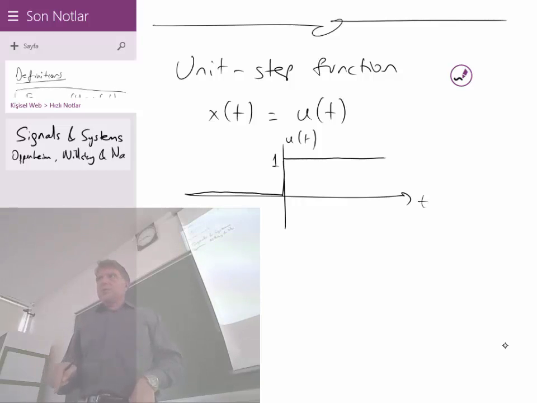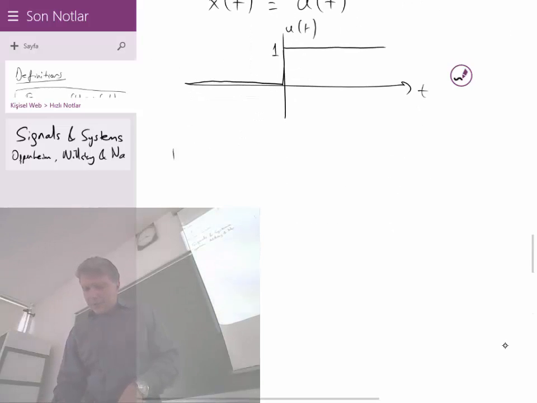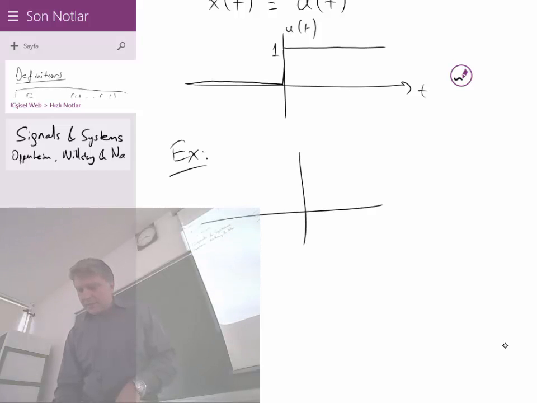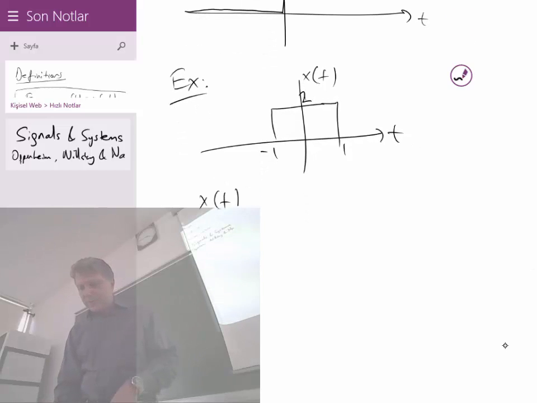Some very basic and important signals can be used to construct other signals. For example, can you describe this signal from minus 1 to 1, and the value is, let's say, not 1 but 2, x of t. Can you represent this x of t in terms of u of t? That will be critical because you will know how to deal with u of t, and whatever happens to that u of t, it will indirectly affect this x of t. So let's try to write this x of t in terms of u of t. Can we do that? I guess we can.